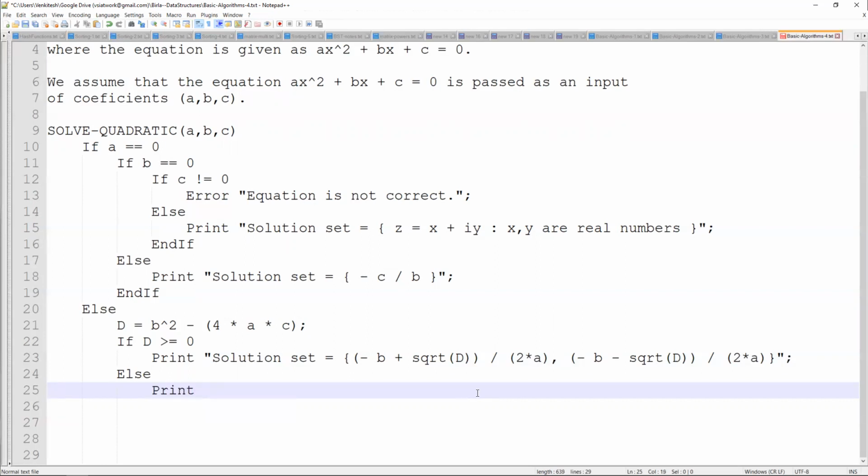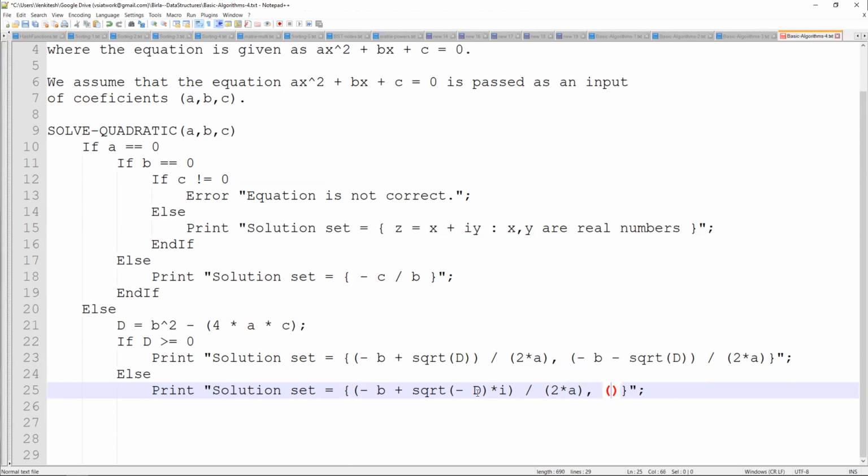So in this case, the solution set is equal to, very similar to the previous one, minus B plus, it's going to be square root minus D, okay, square root of minus D, because minus D is greater than 0 here, times I, the imaginary component. Square root minus D times I. You understand? This is the square root minus D is the imaginary part, right? Divided by 2 times A as before.